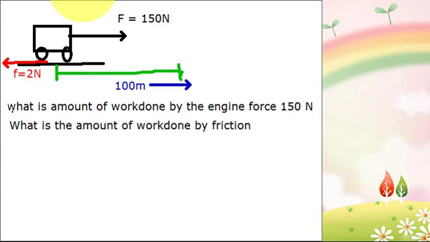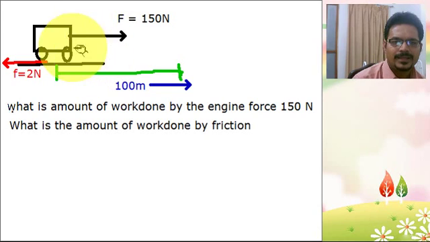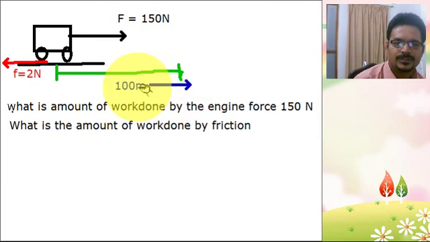Now see here. In this example, if you see carefully, there is a trolley which has some engine inside, and that engine is pulling the trolley in the forward direction with the force F equal to 150 newtons. There is a frictional force between the tires of the trolley and the road, and the trolley has moved a distance of 100 meters towards the right side. The question is, what is the amount of work done by the engine force of 150 newtons? What is the amount of work done by friction? First of all, we solve the first question.